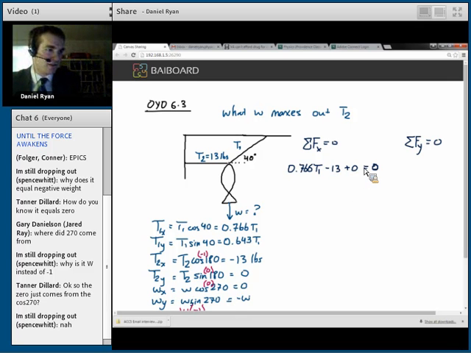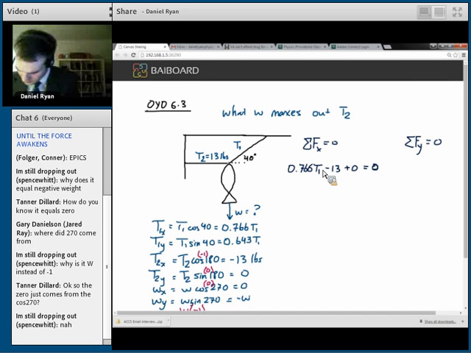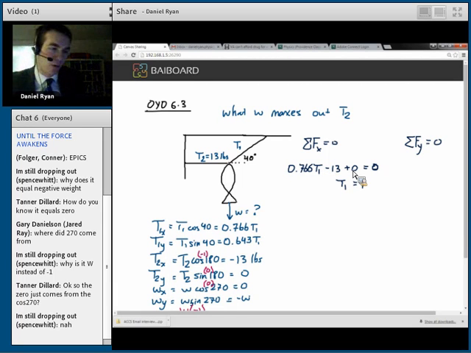Okay, I have this entire equation and only one unknown, which is nice. I can just solve for it immediately. Solving for T1, doing some algebra, gets me set up like this. T1 is equal to 17 pounds. That will come in handy.